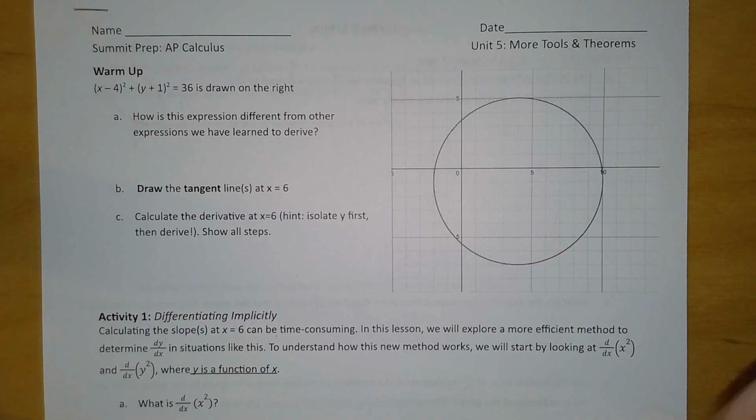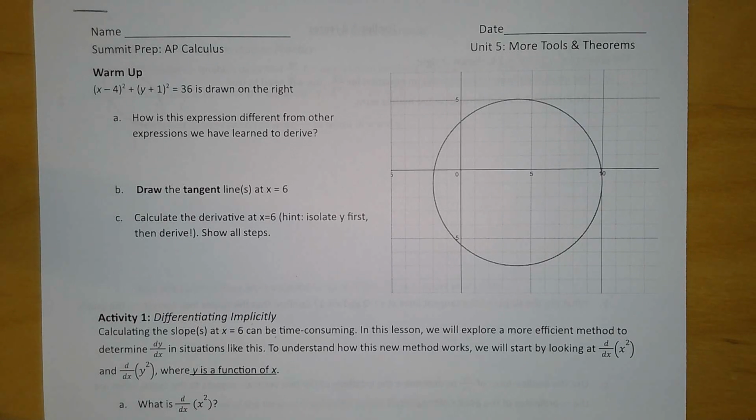So this is the work from today. I'm going to teach this like I'm teaching the class. I want you to try, and you can pause the video, do it, try it, and then if you don't get it, you can watch me. Okay, so (x minus 4) squared plus (y plus 1) squared equals 36 is drawn on the right. Go ahead, read the questions, try it.